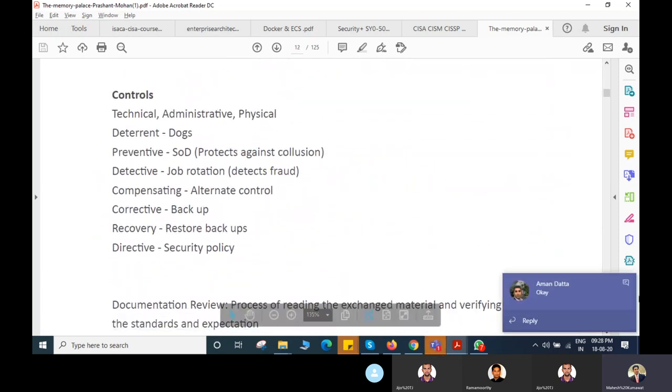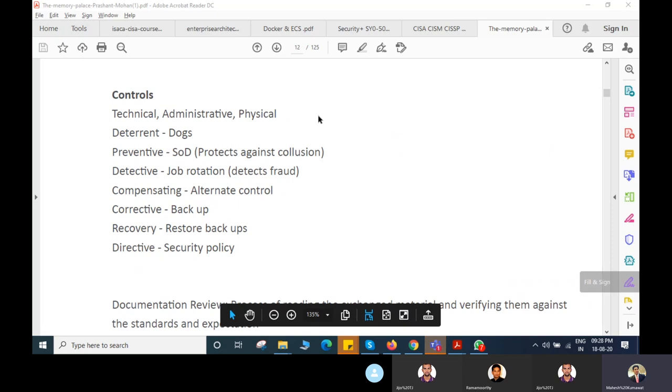Yes, we have very important terms over there, security controls. Technical controls, administrative controls, and physical controls. I would like to know from your side, how are you going to do physical controls of your devices? Deterrent controls, preventive controls, detective controls, compensatory controls, corrective controls, recovery controls, and directive controls. So these are some security controls on your information and devices.